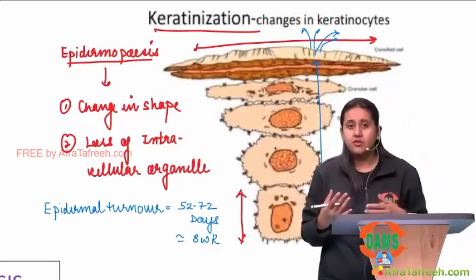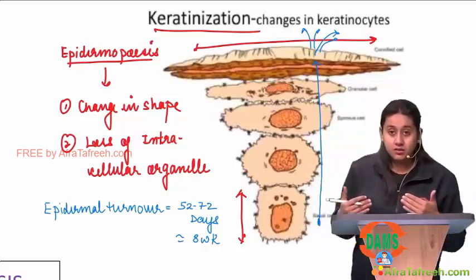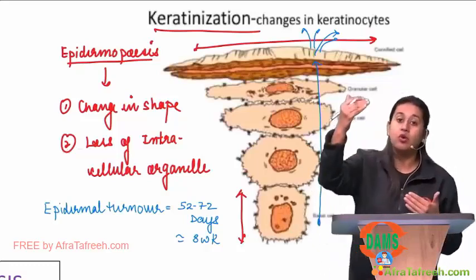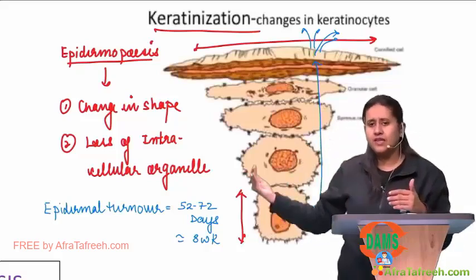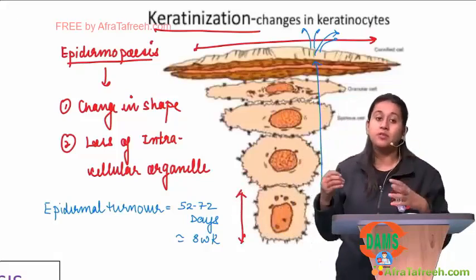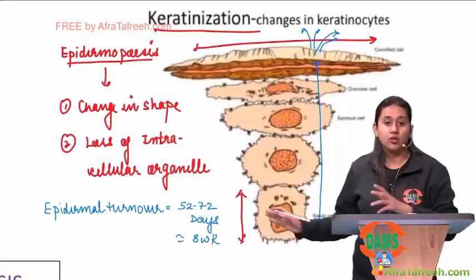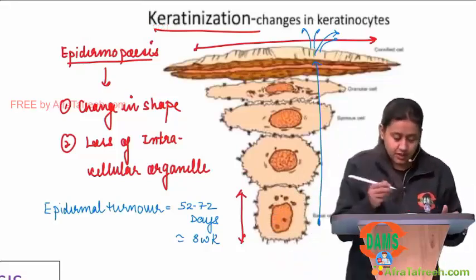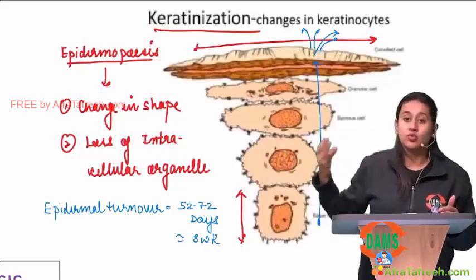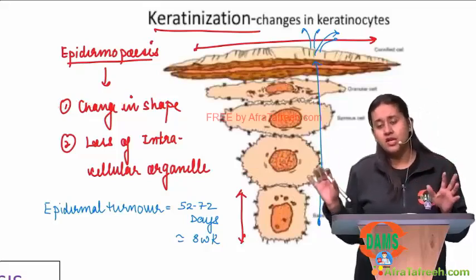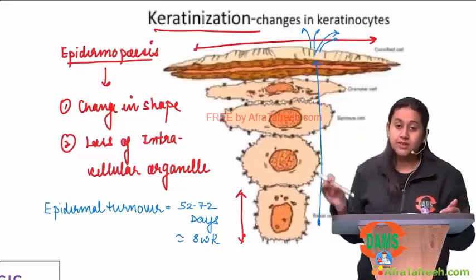There are few conditions, for example psoriasis. I told you in psoriasis there is rapid proliferation of the keratinocytes. They reach the stratum corneum very fast, so in those conditions the turnover time reduces. I will tell you about that when I teach that topic. But normally it is 8 weeks. Some books say 56 to 76 days, some say 52 to 72 days. On average, just consider it to be 8 weeks, which is the correct answer. So that is about the epidermal turnover and dyskeratosis.